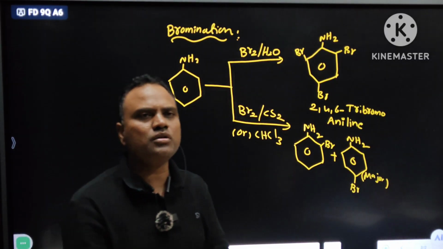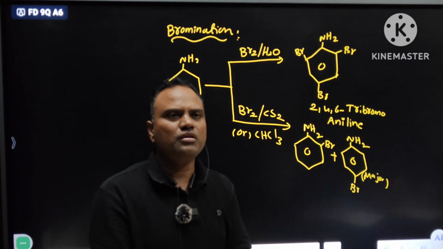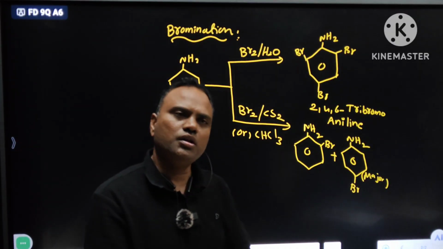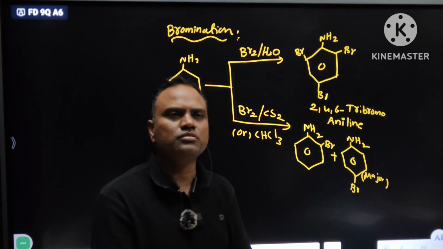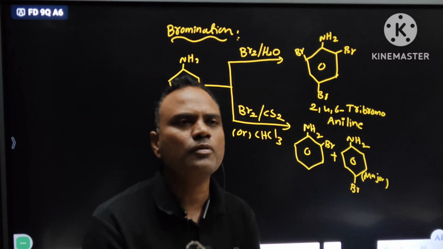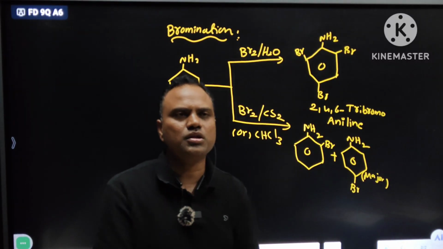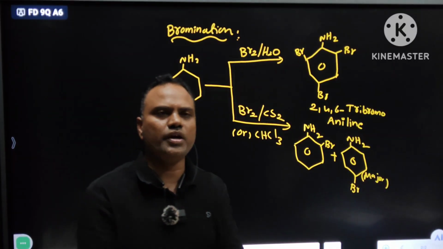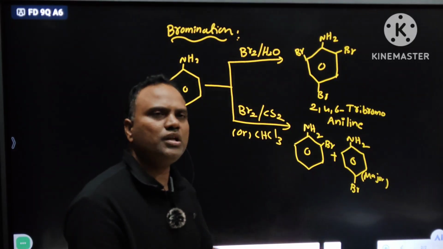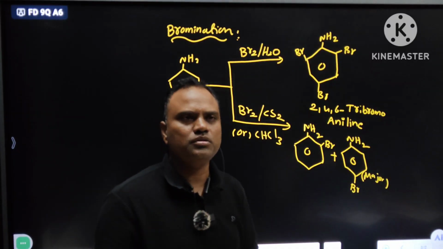CS2 is a non-polar compound, so ionization is very less. Fewer ions will generate and fewer ions attach to the ring. Simple reason: CS2 is a non-polar solvent, a non-polar compound. Ionization of the bromine molecule is less. The extent of ionization is less. Fewer ions will generate and fewer ions attach to the ring.